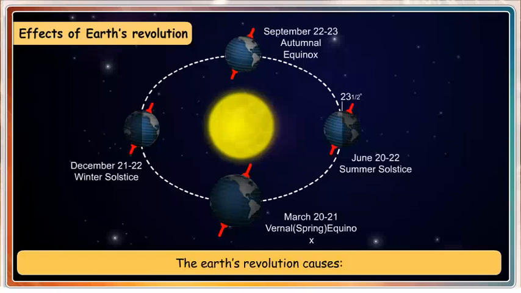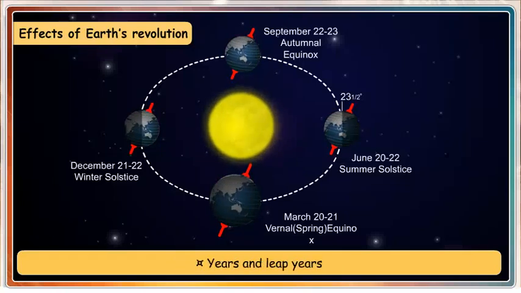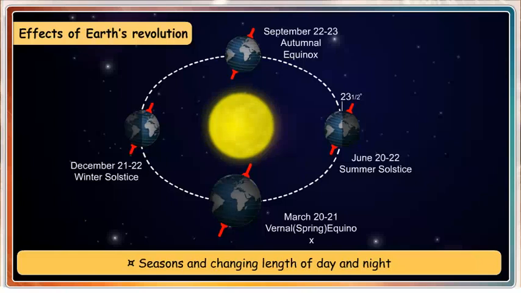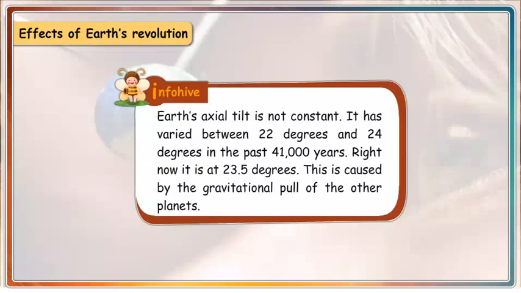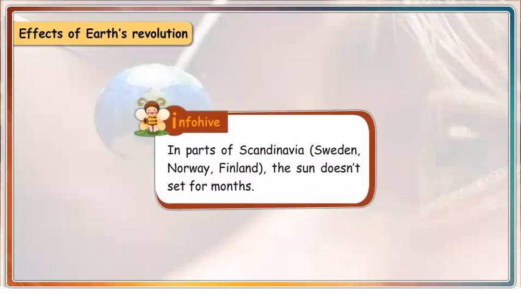The Earth's revolution causes years and leap years, seasons and changing length of day and night. Info Hive. Earth's axial tilt is not constant. It has varied between 22 degrees and 24 degrees in the past 41,000 years. Right now, it is at 23.5 degrees. This is caused by the gravitational pull of the other planets. Info Hive. In parts of Scandinavia, that is, Sweden, Norway, Finland, the sun does not set for months.